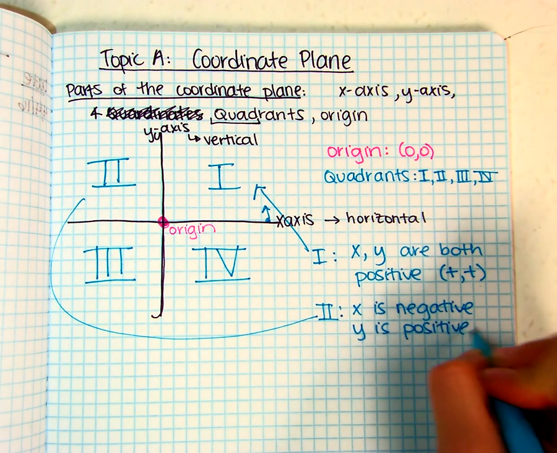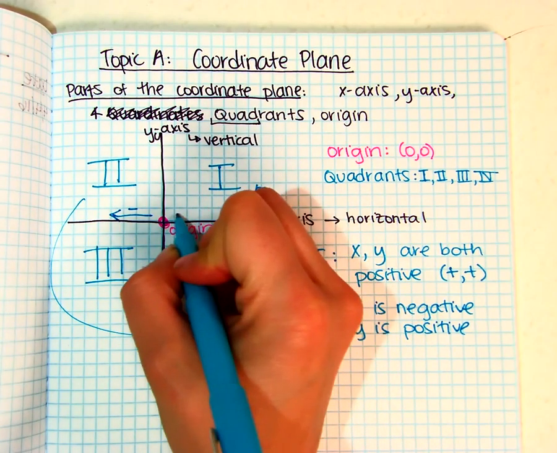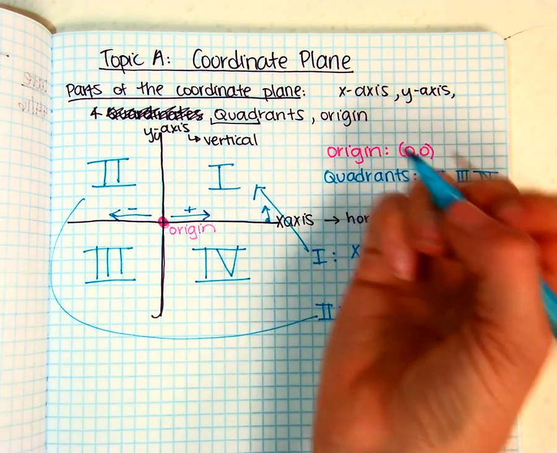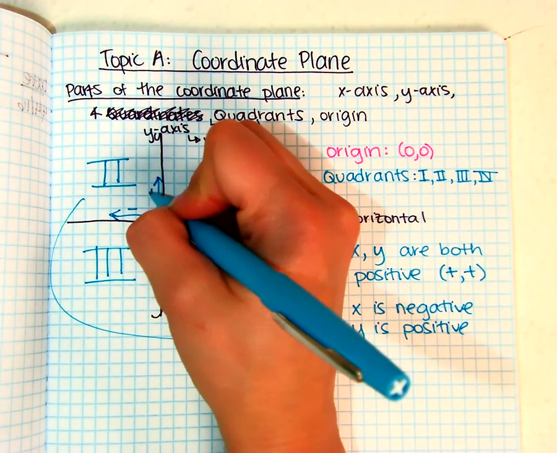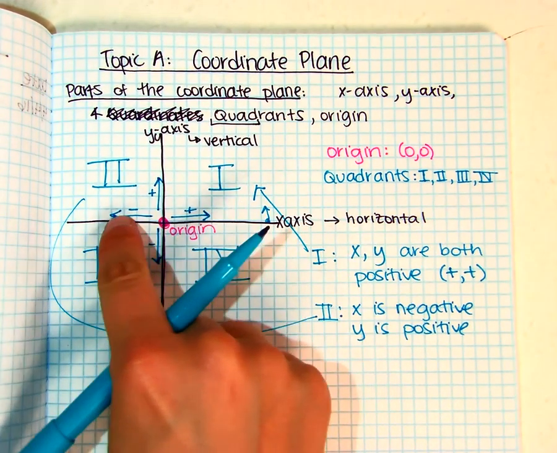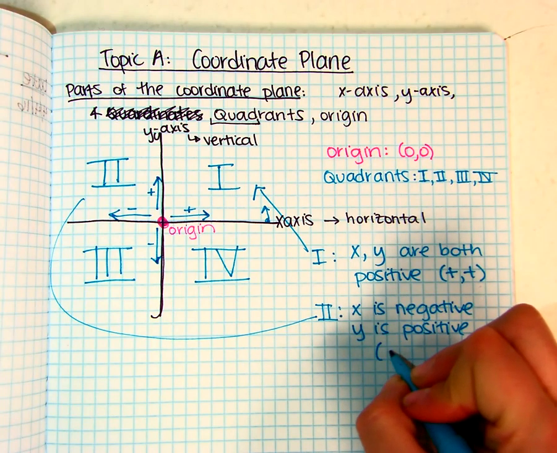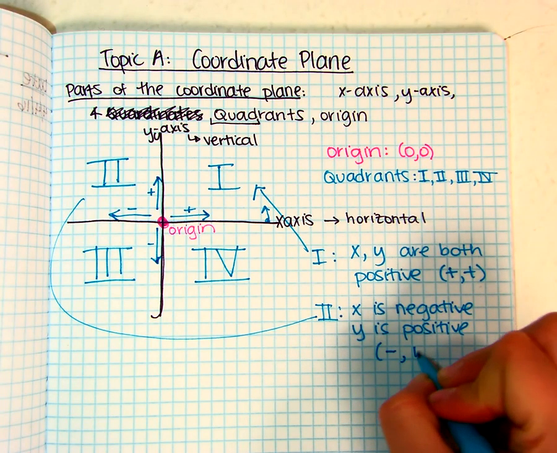Okay, x is to the left, going this way is negative, going to the right is positive, y going up is positive, and going down is negative. So we have a negative x and a positive y. So that point would look like negative number, positive number.